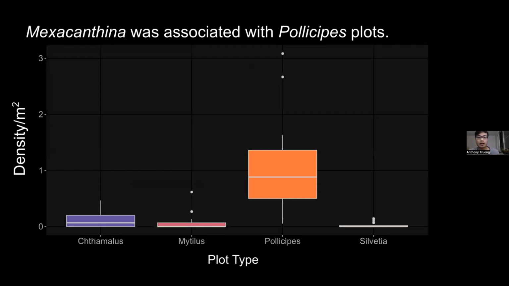After that, I want to look at the plot type. So here on the y-axis are the 4 different plot types: Thamylus, Middleus, Polycipes, and Sylvatia, plotted against the density of Mexican fauna. And we find another distinction in that Polycipes plots had a higher average density of Mexican fauna than the 3 other plots.